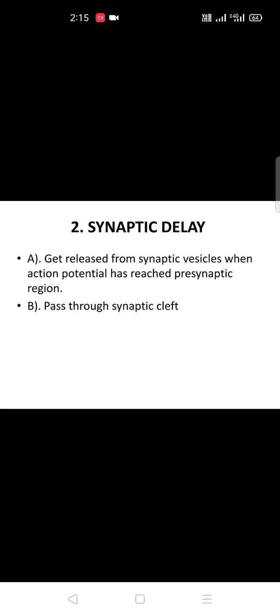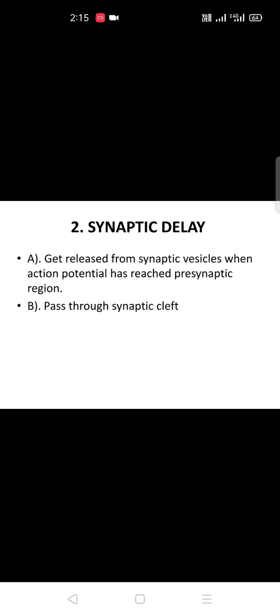So one-way conduction is unidirectional conduction. In a chemical synapse, the neurotransmitter is present only in the presynaptic region. So the impulse gets conducted from pre to post and not vice versa. There is only one-way conduction; there is no reverse of this conduction. This is the first property of synapse.